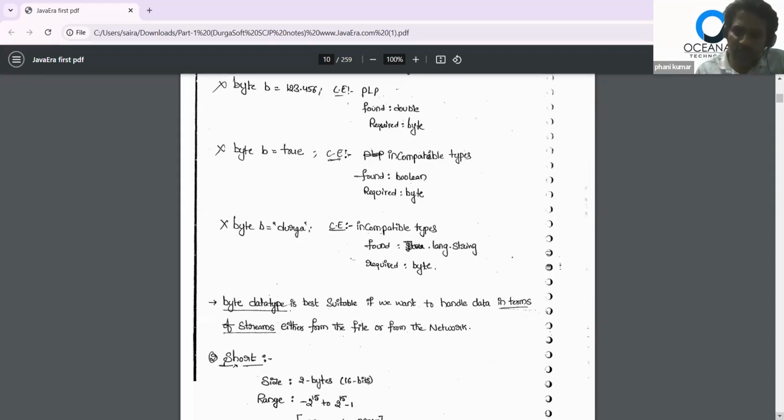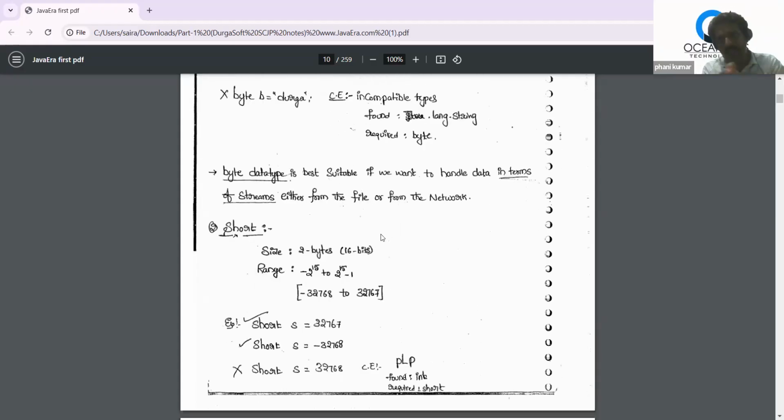And second, I am explaining about short. What is the short data type? Short is one of the data types. It takes 2 bytes of memory. 1 byte is equal to 8 bits, so 2 bytes means 16 bits of memory will be taken. And the range is minus 2 power 15 to 2 power 15 minus 1. That means in numeric value, the range is minus 32,768 to 32,767. This is the range of short.